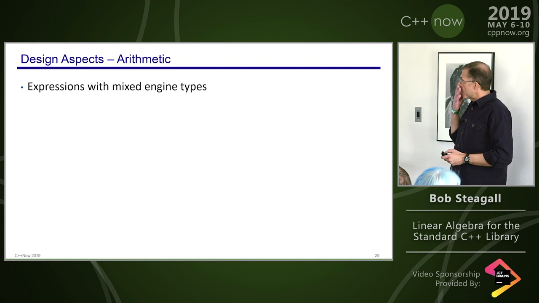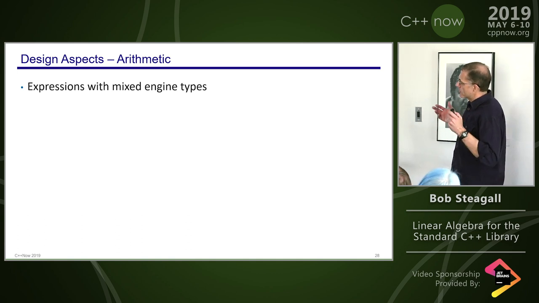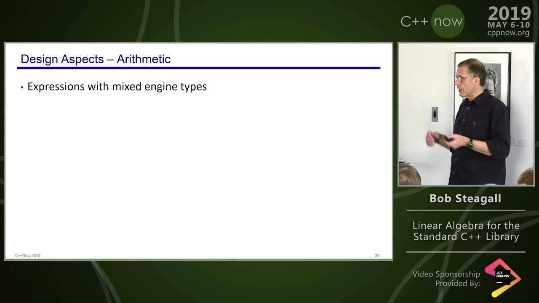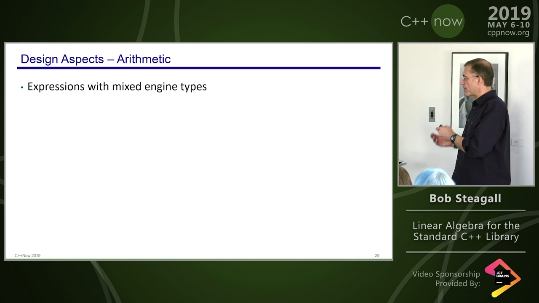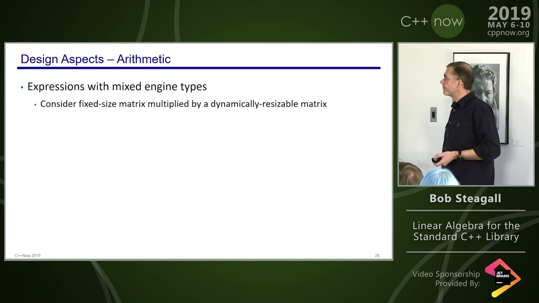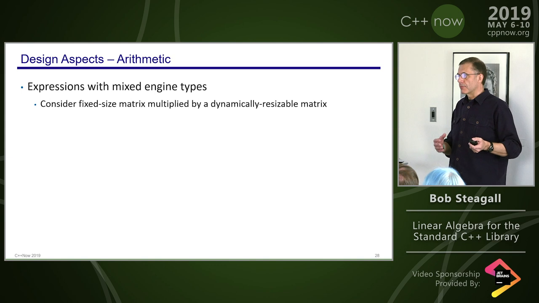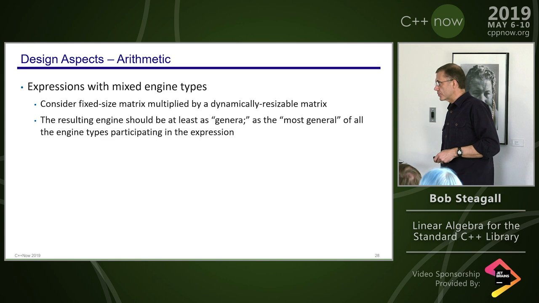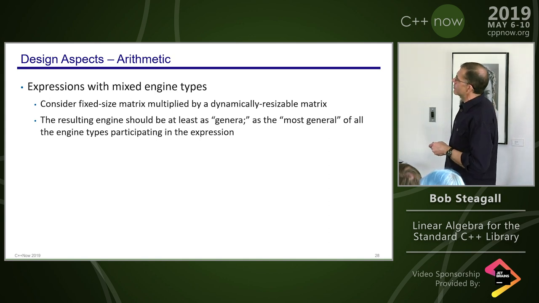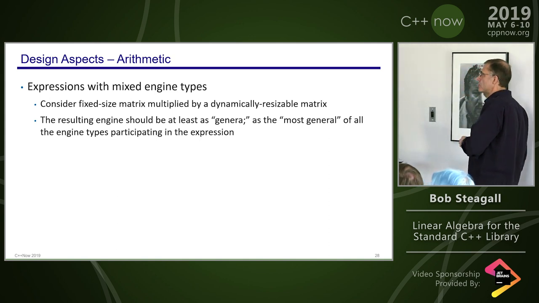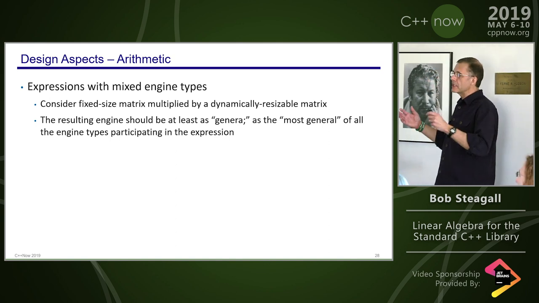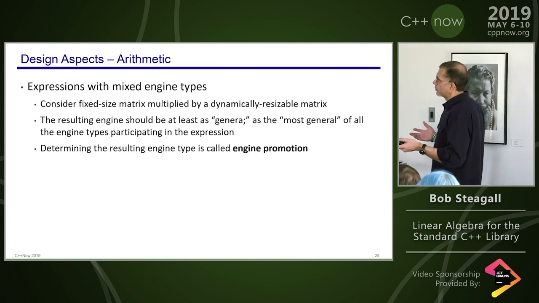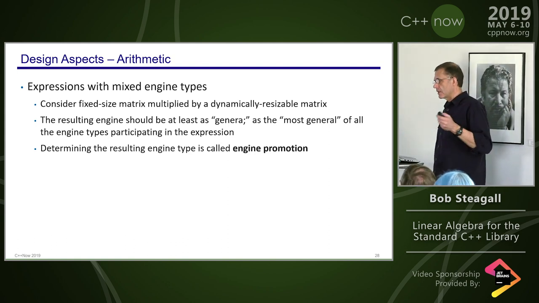Okay, so consider the situation where you have an expression with mixed engine types. I have a matrix that has a fixed size engine, and I'm adding to it a matrix that has a dynamically resizable engine, right? What is the resulting engine type of my result? What should it be? In analogy with the idea of element promotion, we believe that the resulting engine should be at least as general as the most general of all of the engine types that participate in the expression. And we call this process of determining what the resulting engine type is, engine promotion.